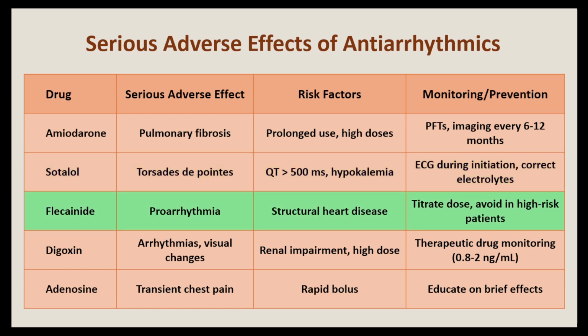Class 1C agents like flecainide may exacerbate arrhythmias in patients with structural heart disease. Careful patient selection and dose titration are critical to avoid this proarrhythmic effect. Digoxin, often used in rate control for atrial fibrillation, can lead to toxicity presenting as arrhythmias or visual disturbances, necessitating therapeutic drug monitoring. Adenosine, used acutely to terminate supraventricular tachycardia, may cause transient chest pain or flushing but is generally well tolerated with a rapid onset and offset of action.